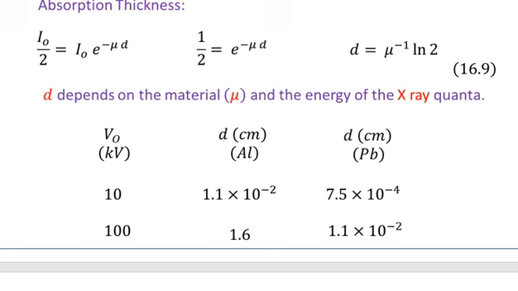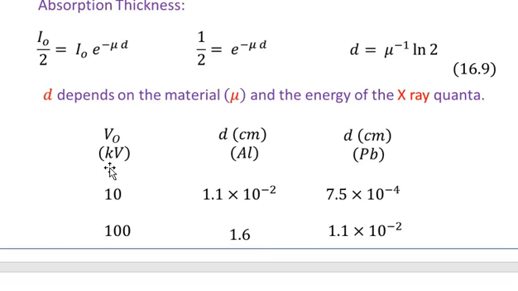And I am going to give you some numerical data. V naught is the accelerating potential for the electron, shown in kV. And in the middle column, I have d, which is the thickness into the material by which the intensity of the X-rays will be reduced by a factor of half. d is shown in centimeter for the material aluminium. Similarly, in the rightmost column, d is again shown in centimeter, but for the material lead, shown as Pb.